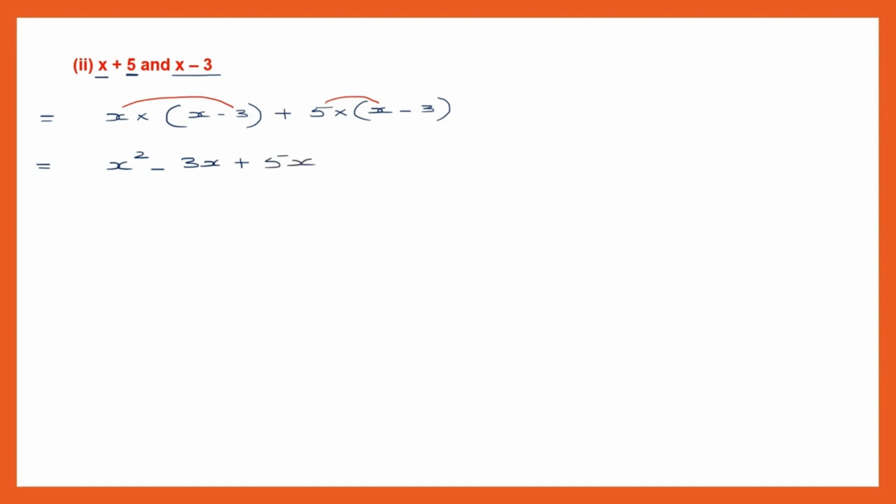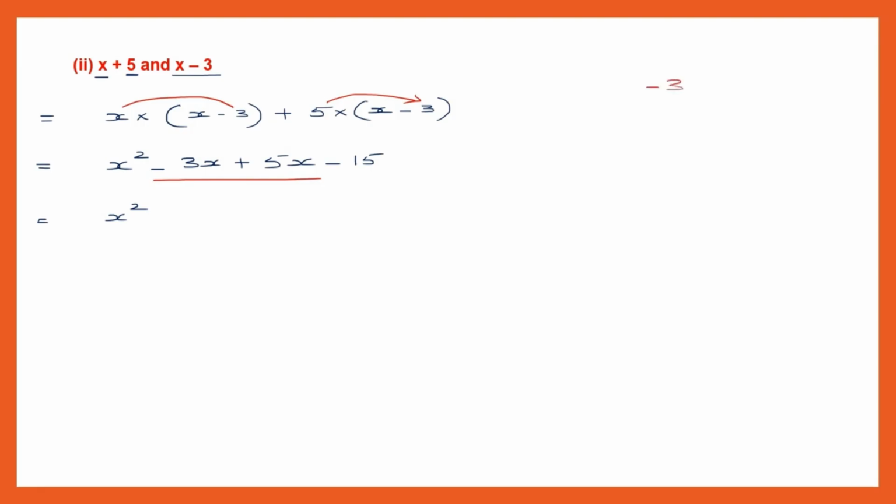Then we go on to the next one. So we finish with this. We go on to the next one. This time we are multiplying 5 into minus 3. Or we can write minus here as it is, and 5 into 3 is 15. So here we write x square. Now look at minus 3x and plus 5x. We have two like terms.